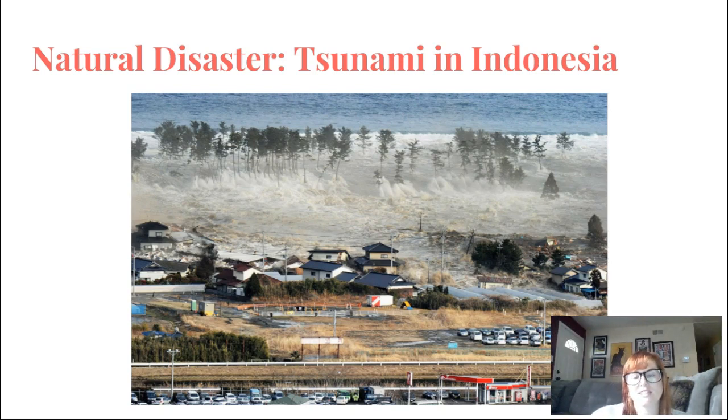Here's another natural disaster, the tsunami in Indonesia. This took place a couple of days after Christmas, and I believe it was 2012, but you might want to look that up. I don't remember at the moment. But it basically wiped out a bunch of residences in Indonesia, and lots of people left because of that.